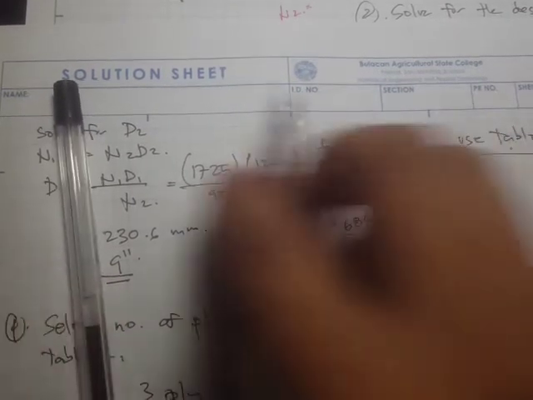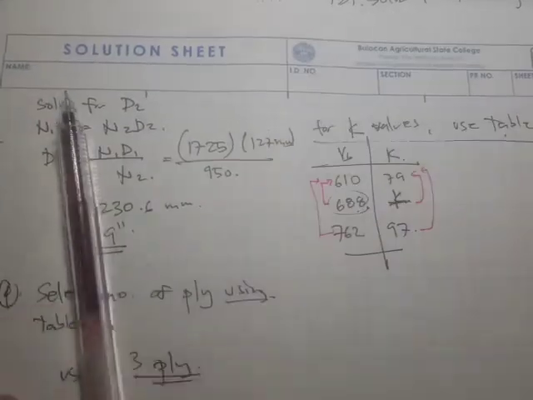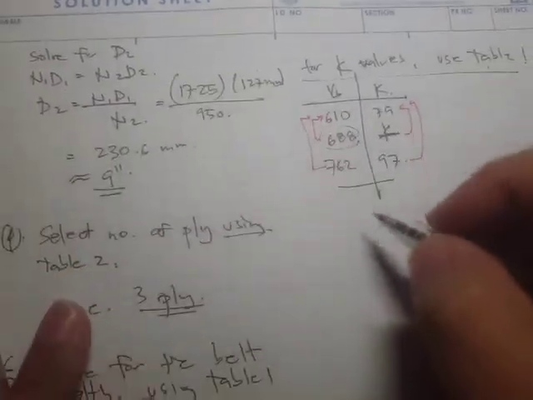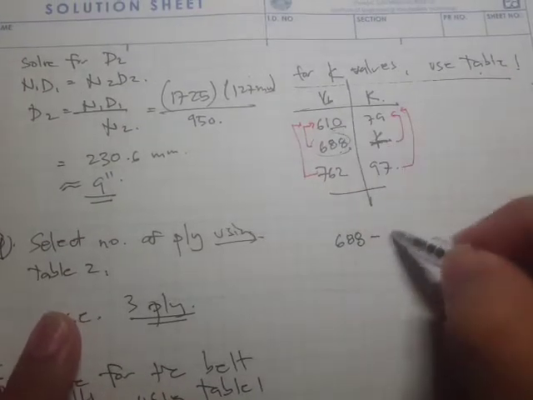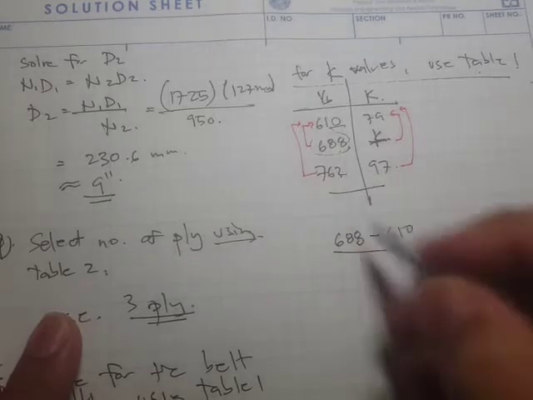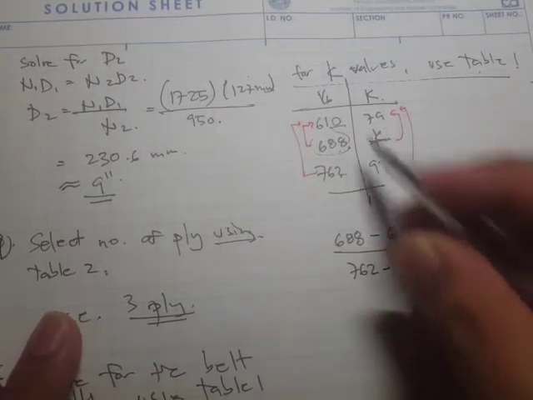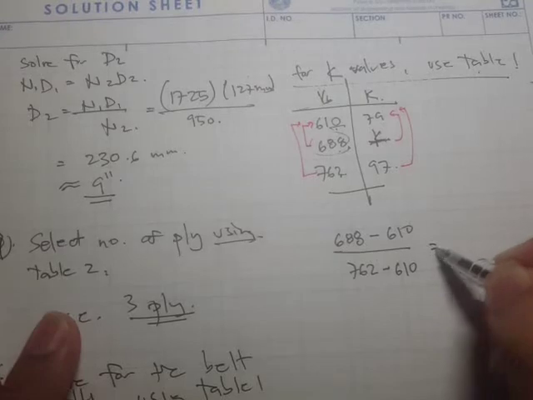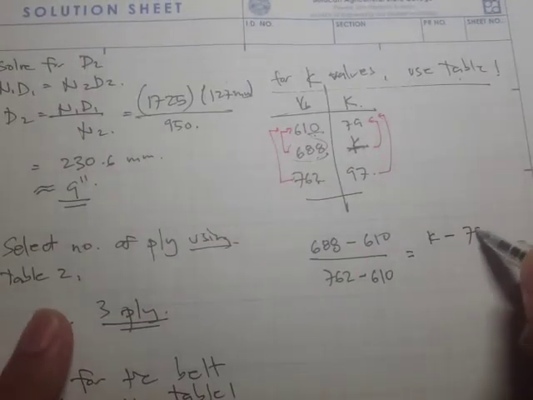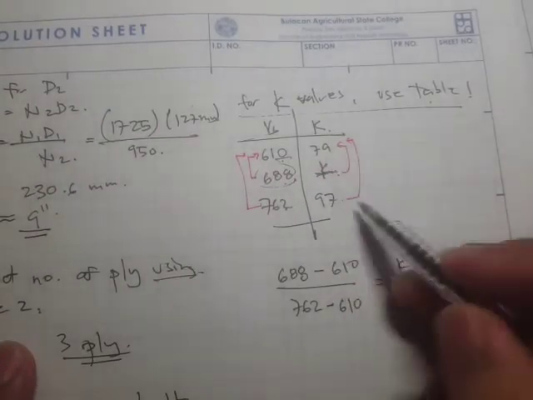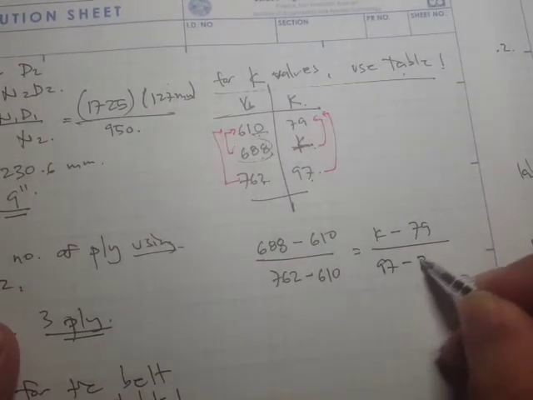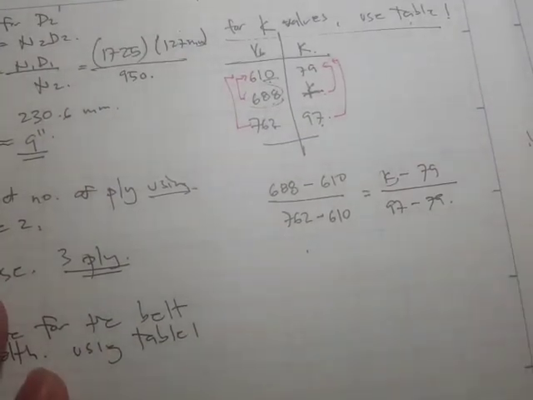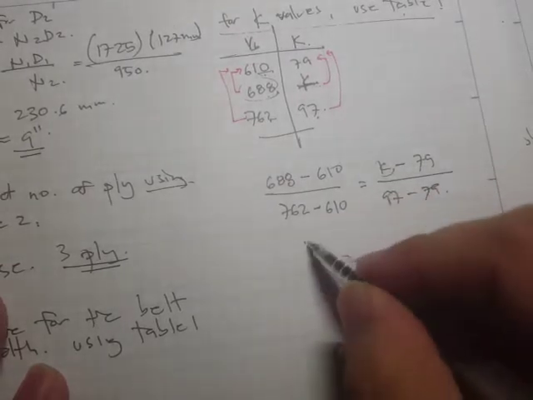Let's just write here k. There's our k value. So therefore, if I write, this is going to be 688 minus 610 all over 762 minus 610 is equal to k minus 79 all over 97 minus 79. So one unknown, one equation. Then actually you can do that. You can shift solve, or you can just simplify.